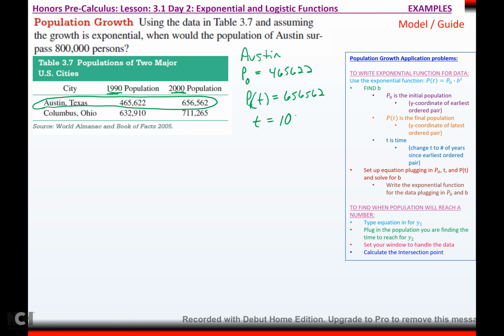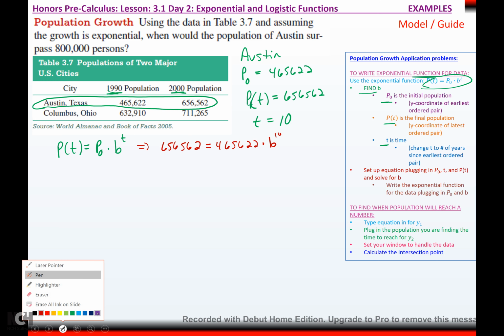My bad. Okay, because it says we have to find B first. So I have to know P sub naught, P of t, and t. And I got them. So I'm going to plug them into this equation, which says P of t equals P sub naught times B to the t. So if I set this bad boy up, I'm going to have 656,562 equals 465,622 times B to the 10th. Yes? And I'm trying to solve this thing for B.